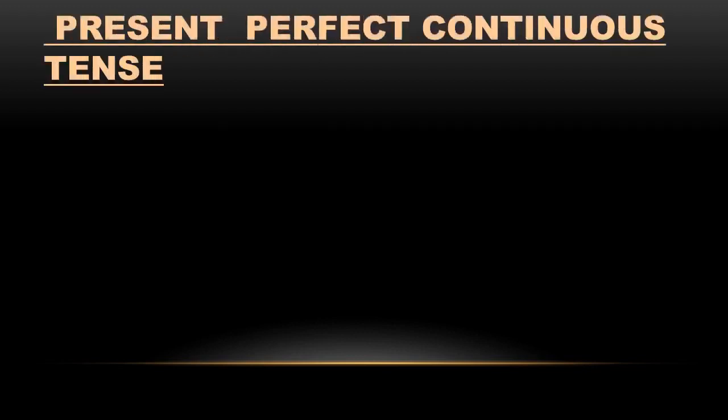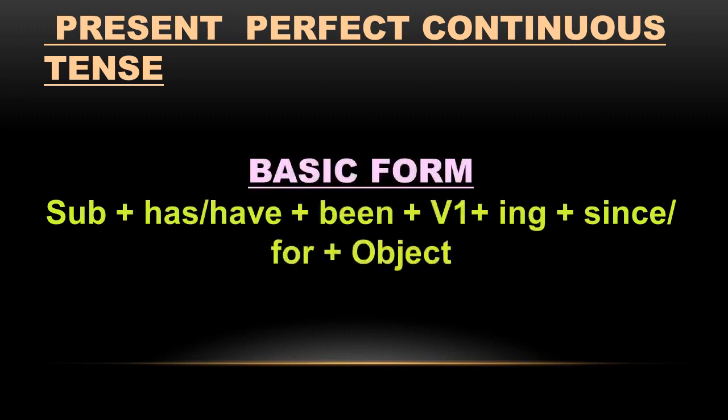Then the next form of present tense is present perfect continuous tense. Present perfect continuous tense is used to express an action which began at some time in the past and is still continuing and may extend into the future. It also shows the cause and effect relationship in the present. Its basic form is subject plus has/have plus been plus first form of the verb plus ing plus since or for plus object.